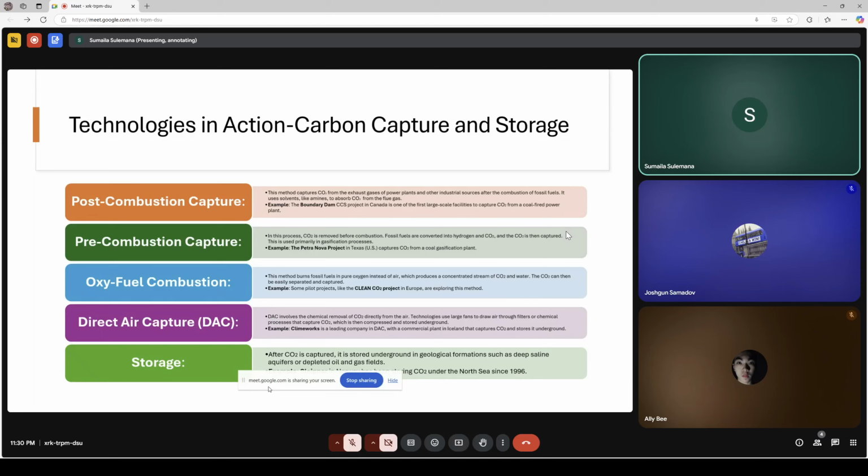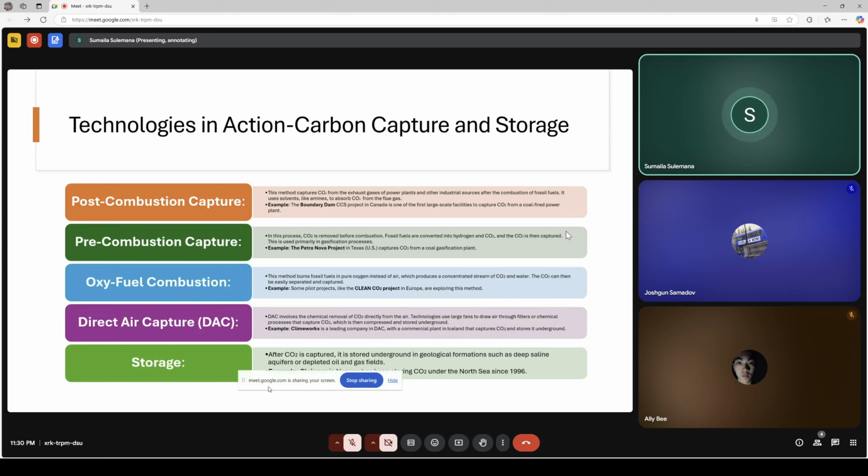The third technology I would like to talk about is oxy-fuel combustion. This method burns fossil fuels in pure oxygen instead of air and produces a concentrated stream of CO2 and water. So the CO2 can be easily separated and captured in this process. A clear example of such a project is the Clean CO2 project in Europe, where they are exploring this kind of method.